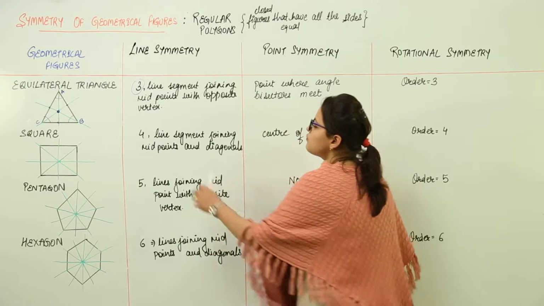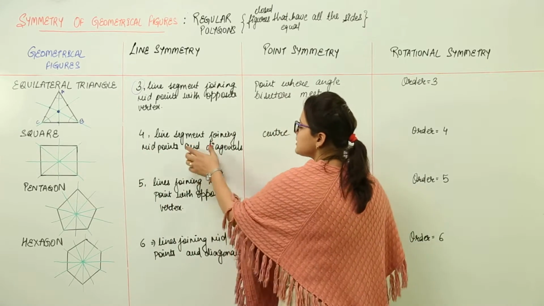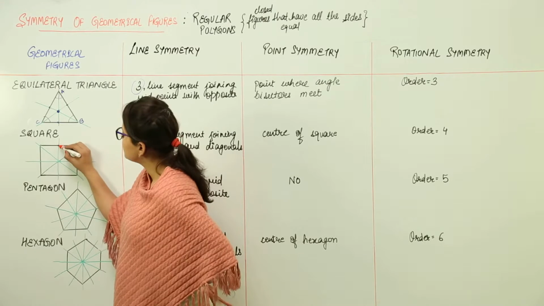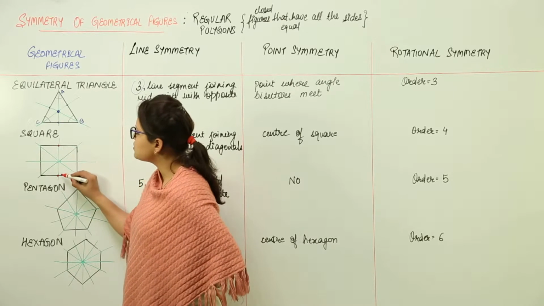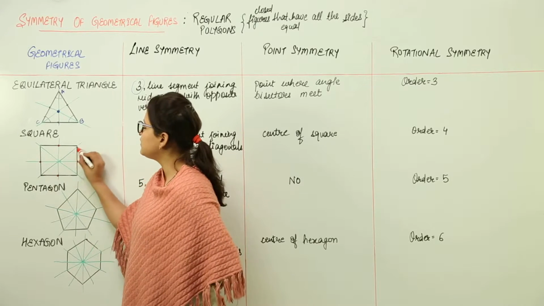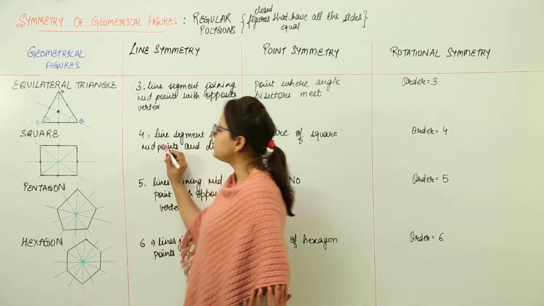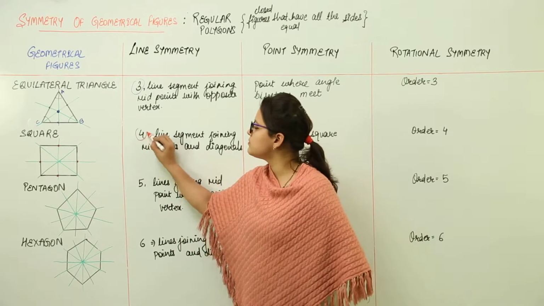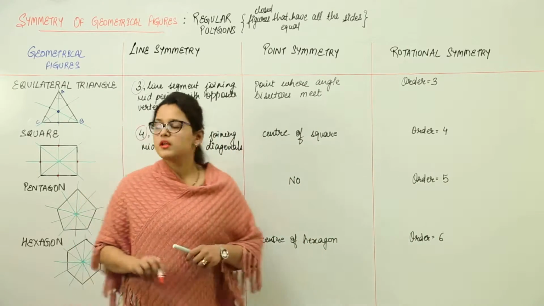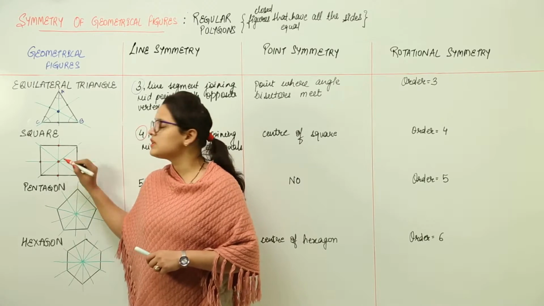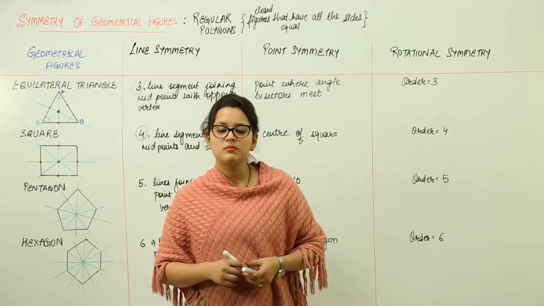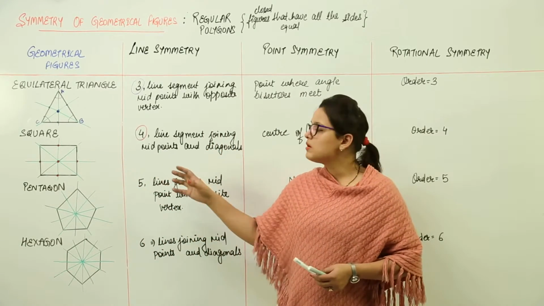Now a square has 4 lines of symmetry, that is the line segments joining midpoints and the diagonals. Here we have the midpoints. This is the midpoint, the line segment joining midpoint, another line segment joining midpoint. We have diagonal 1 and diagonal 2. So in total we have 4 lines of symmetry for the case of a square. What about the point of symmetry? The center of the square is known as the point of symmetry, and the order would be 4. That means it can be rotated 4 times to get back this square into its original position.